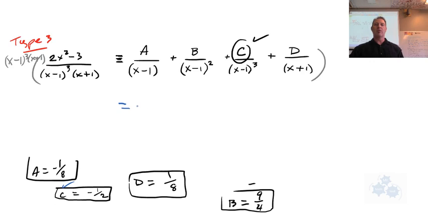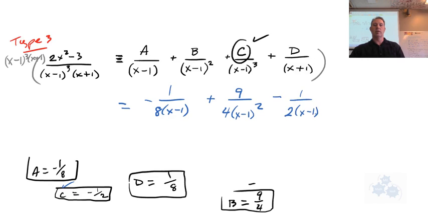So, guess what? This equals, now watch this, careful. Negative 1 over 8, x minus 1. You see the A is negative 1/8, see that? So B plus 9 over 4 times x minus 1 squared. C is a negative, so let's do a minus 1 over, you see what's going on here? And D is a positive, so plus 1 over 8, x plus 1. You do not have to expand. You can leave it just as it is right there.